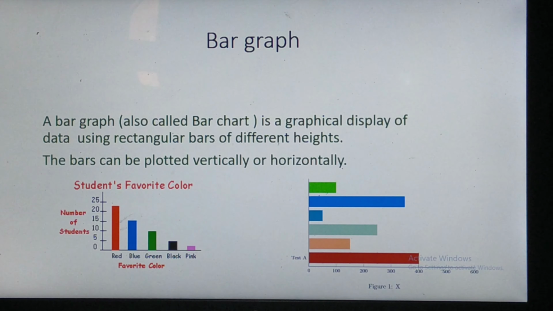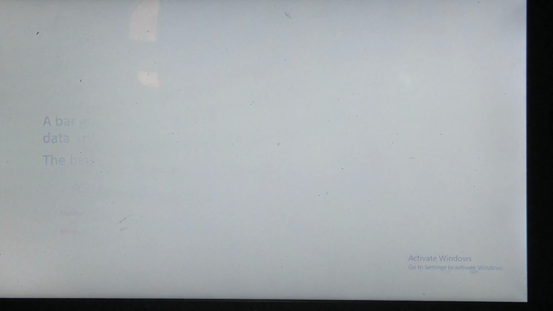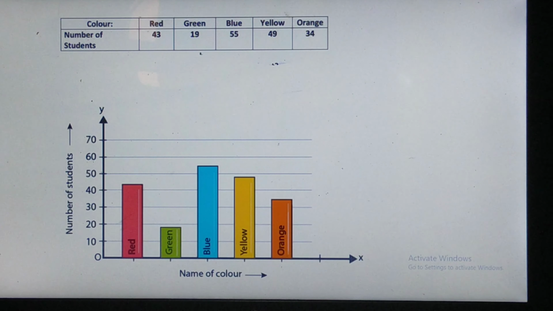And for a deeper explanation of the bar graph, let's consider an example. Here I have data which is shown in the table. Colors red, green, blue, yellow and orange, and the number of students who like each color: for red, 43 students say it is their favorite color, for green 19 students, blue 55 students, yellow 49 students, orange 34 students. So this is the data.